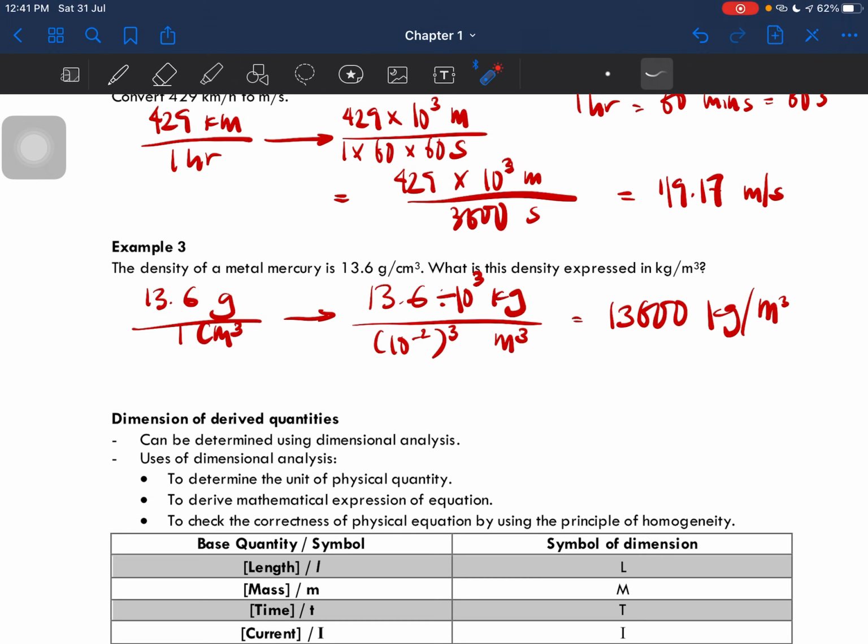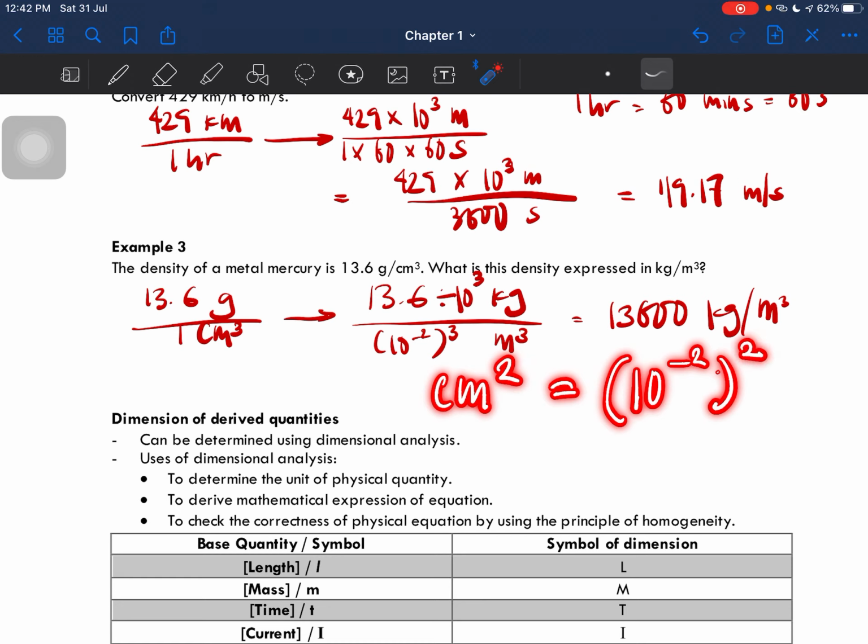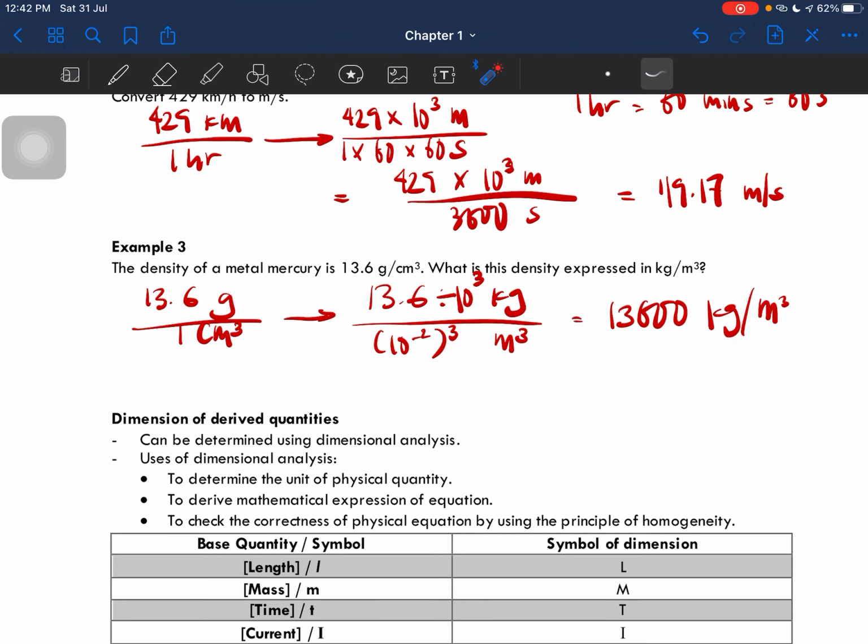Okay, remember that. If it says centimeter square, again we still have to do 10 negative 2 and then we square it. Okay, if cubic, then the centi number is cubed. Right, okay, repetitive already.